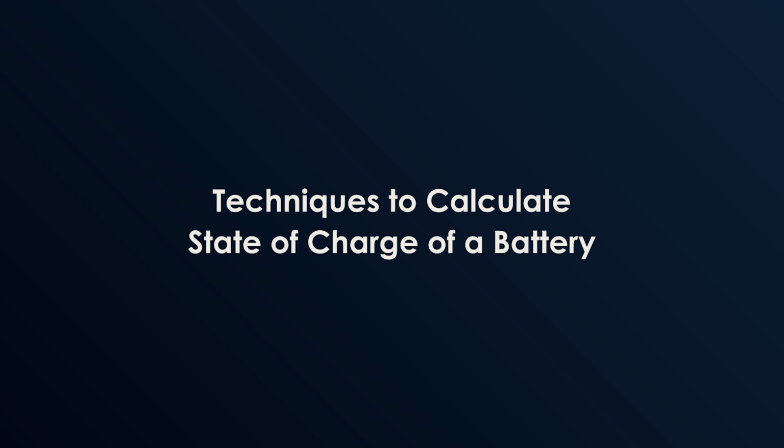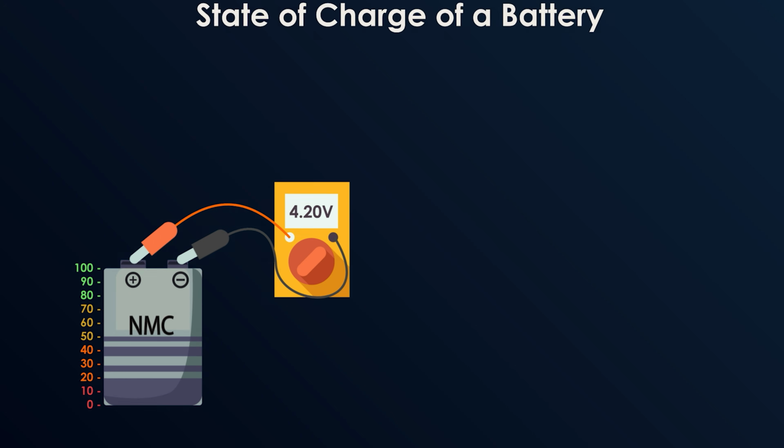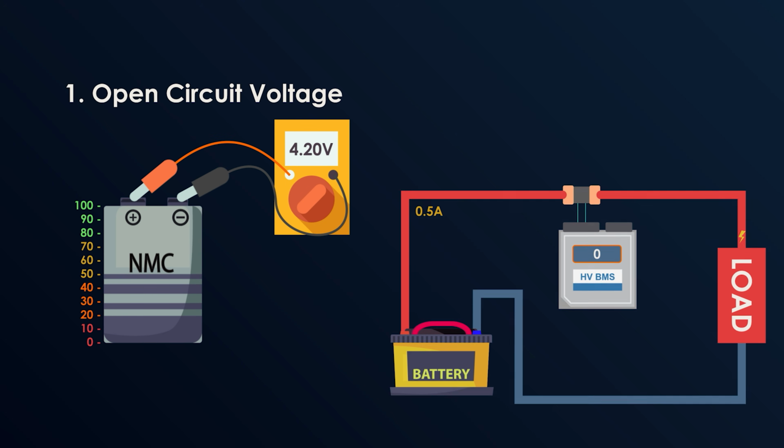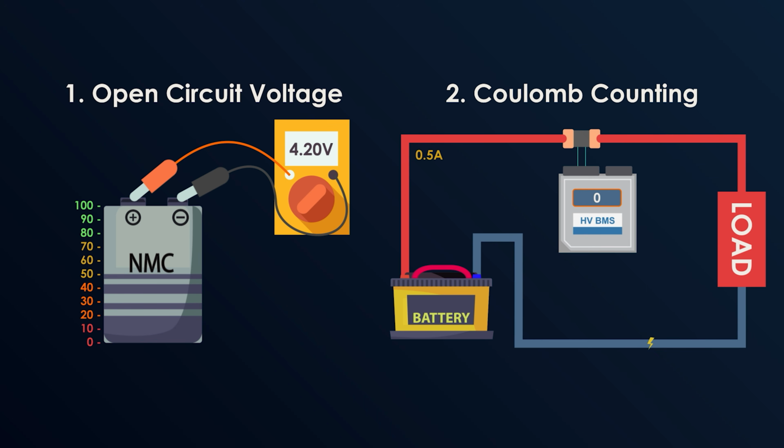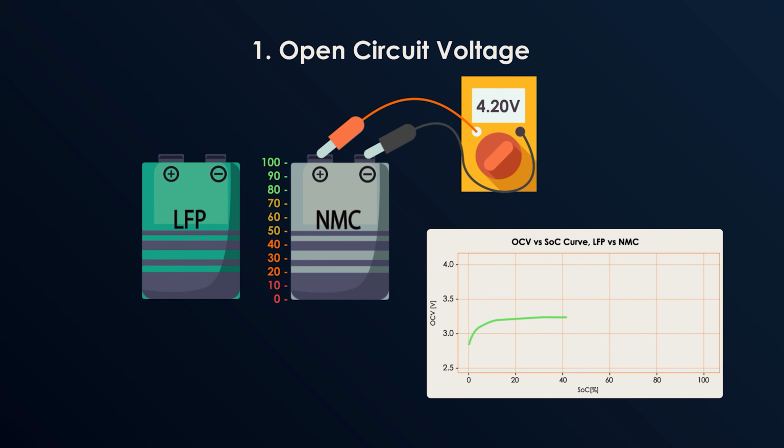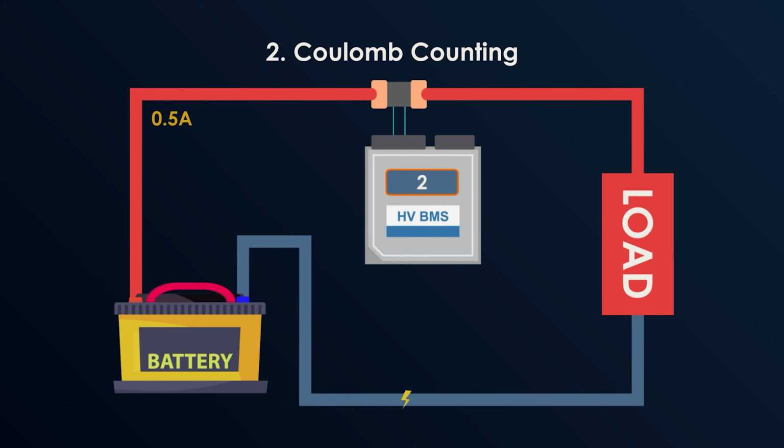SOC is not a physical measurement but a calculated guess. There are two basic and simple techniques to calculate state of charge of a battery. One is open circuit voltage and another is Coulomb counting. The voltage method is cheap and never tires, but it is a liar and goes blind for most batteries. Coulomb counting is basically counting current going in and out, but it has some problems too. Let's talk about that in detail.